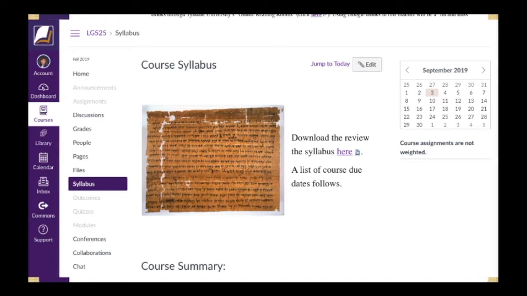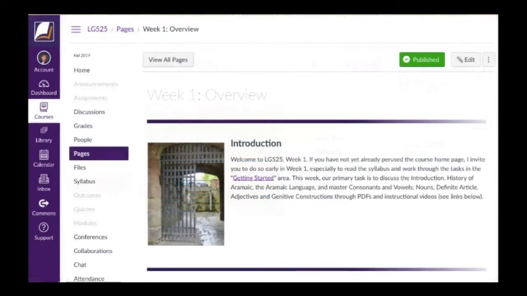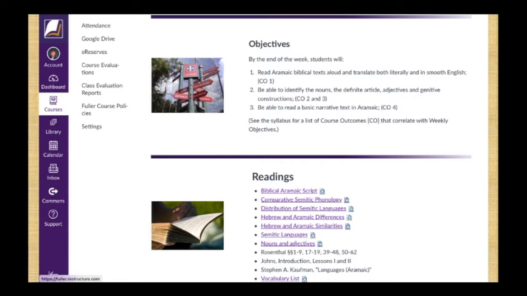The course syllabus page has a link to the syllabus, and also you will find following the course due dates for various assignments. The overview page for each week will include, first, an introduction to the week, what topics will be covered for that particular week. It also includes the objectives and how it fits into the overall objectives of the class.